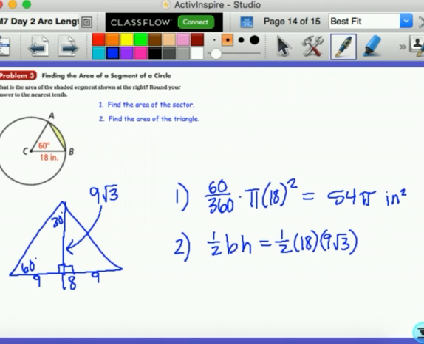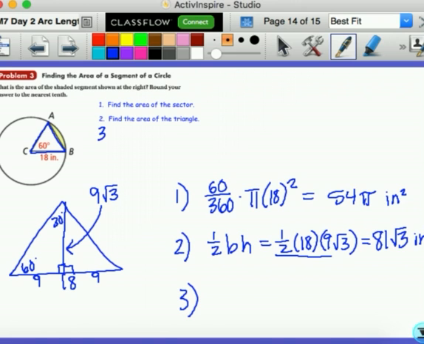Now here, we are going to try to leave our answer in simplest radical form if we can. So basically, I'm going to multiply all of these numbers that are the coefficients in front of that square root of 3, and I'm going to end up with 81 square roots of 3 inches squared. So for my final step, I found this entire sector. Then I found just the triangle. So if I can take the area of the sector and subtract the triangle, I'll have my final answer.